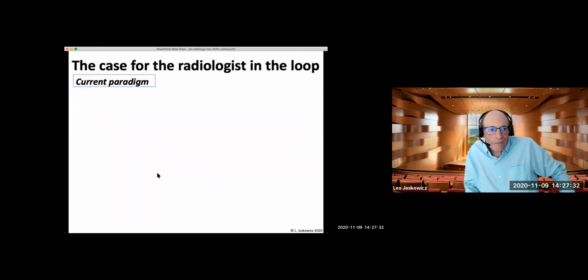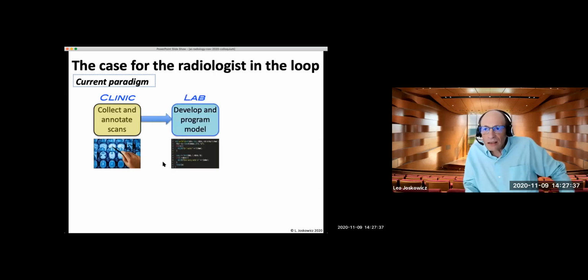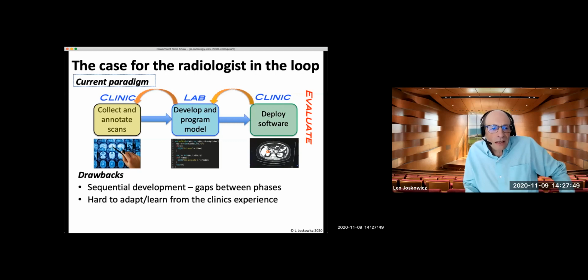The current paradigm is also not fit to do this, because you basically collect many scans, develop your program or deep network, deploy it, and then the evaluation requires fixing this, collecting more, and so on. So this is basically a sequential process.